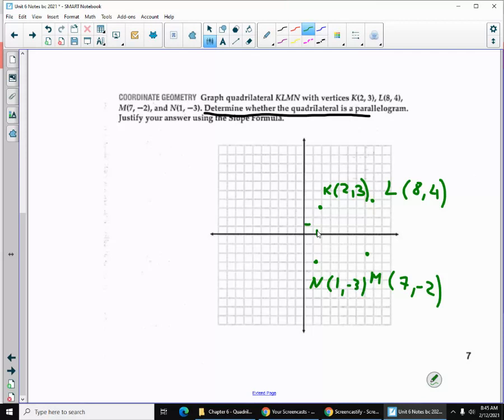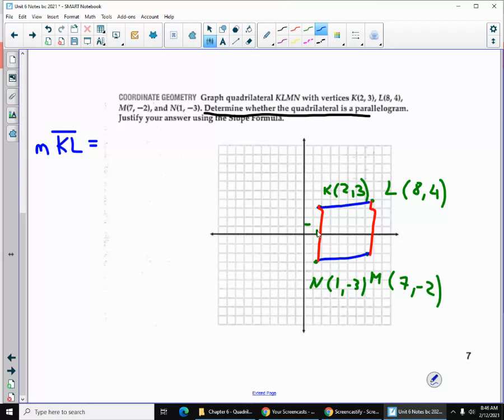I will connect the vertices, and I will use different colors. I will use blue here, and I will use red over here. So my goal is to show that the blue segments are parallel, and also I will try to show that the red segments are parallel. So let's start with the slope of line KL, in blue.